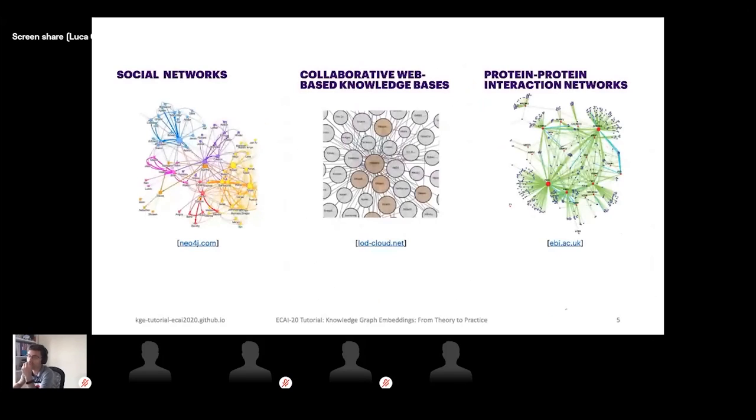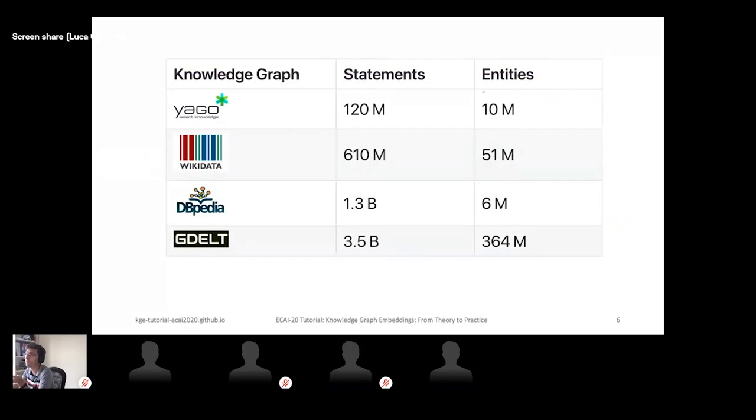Having said so, knowledge graphs are quite interesting for a number of applicative use cases, ranging from social networks to web-based collaborative knowledge bases like DBpedia, or in healthcare when trying to model protein-to-protein interaction networks and genetic information. There's a wealth of knowledge graphs adopted in literature, and a wealth of knowledge graphs available online. They can be domain-specific or general purpose, like the ones I show in this slide, such as Yago, Wikidata, or DBpedia.